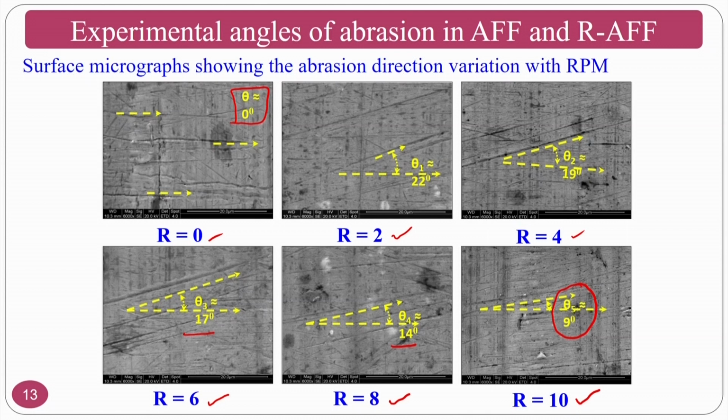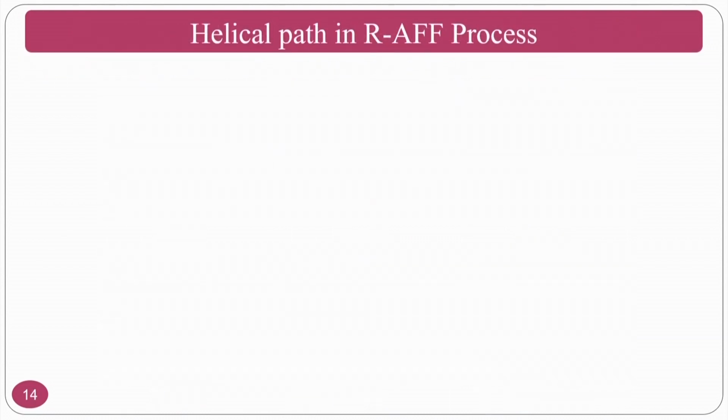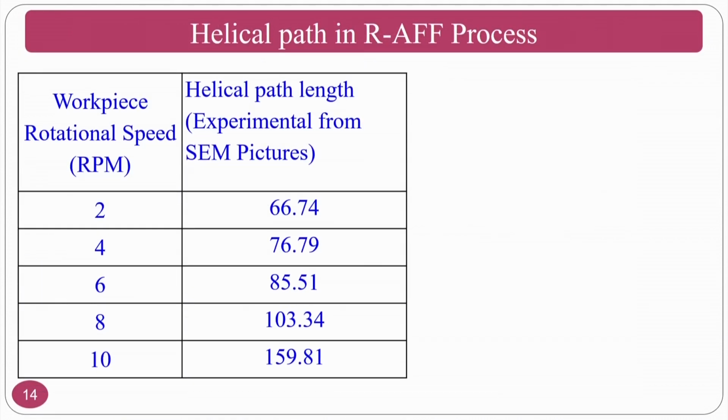In that way, what will happen? The angle is less, that means it will form a high traverse length. That you can see in this helical path. This helical path is calculated from the scanning electron microscopy images, the surface micrographs that you have seen in the previous slide.